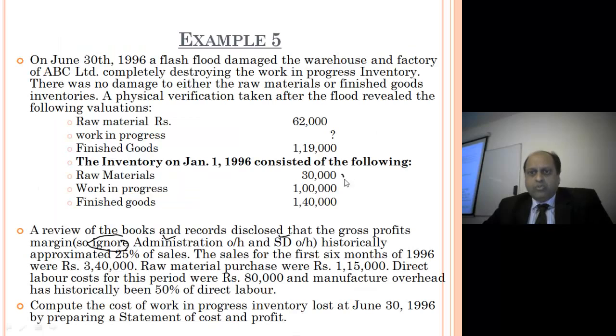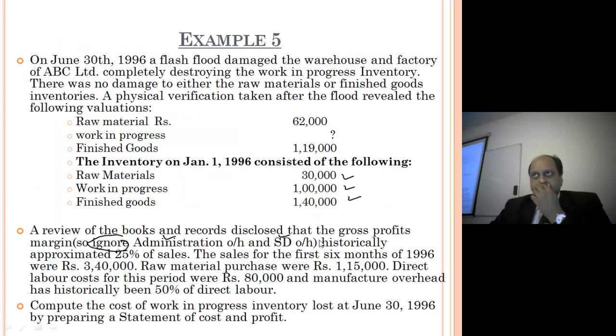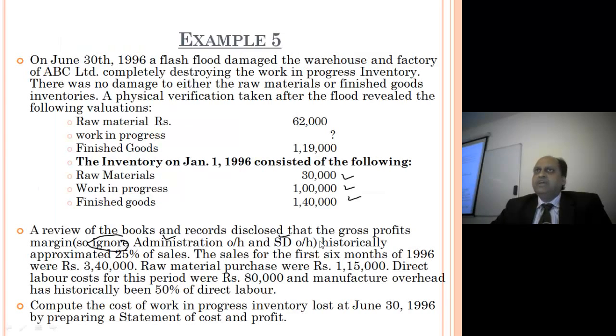Now, opening stock values for all the three types are given. 30,000 for the raw material, 1 lakh for the opening work in progress, and 1,40,000 for the opening finished stock. Opening is 30, it is 1 lakh and 145. There is the problem.